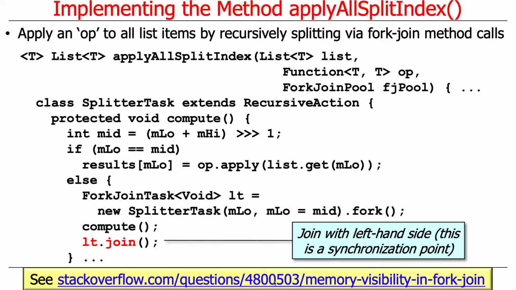Now, join is interesting because notice that join doesn't get a result back. Because of the fact that we used recursive action rather than recursive task, lt.join doesn't have a return value. It only has something called a synchronization point. And that's just a fancy way of saying that the memory is properly flushed so that when you join with something, you get back consistent results, despite the fact that this processing was actually done in a different thread, probably running on a different core. And we don't have to get a result back because everything is done in place in the results array.